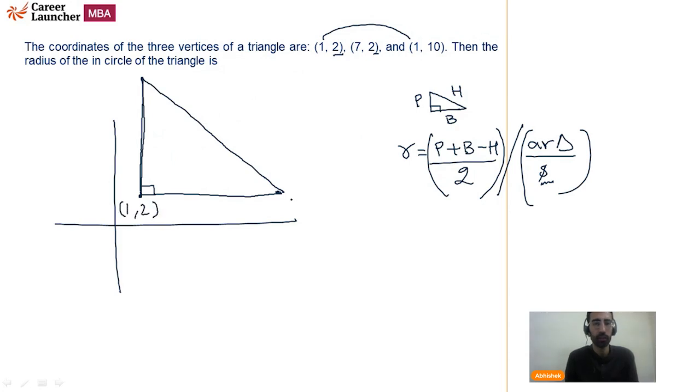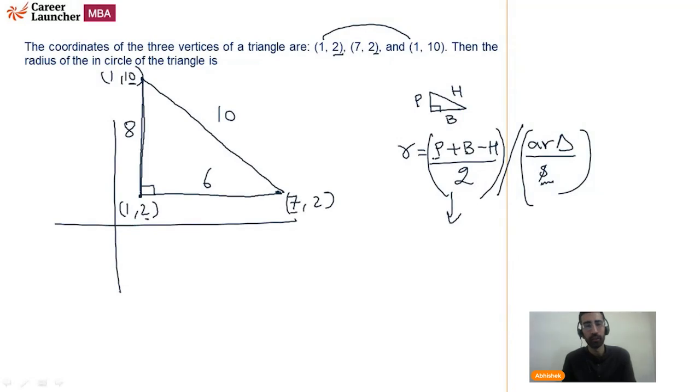This is 1, 2. This is 7, 2. So the length is 6 here. This is 1, 2, 1, 10. Difference in y coordinate is the length, which is 8. 6, 8 of course means 10 is the hypotenuse. You can use this formula if you want, or calculate area, depends.